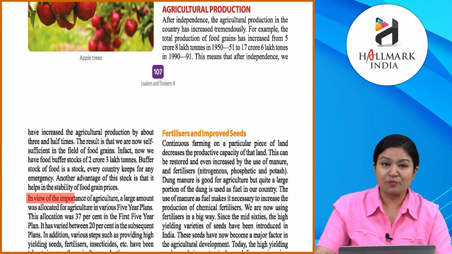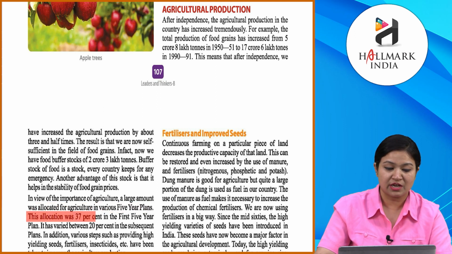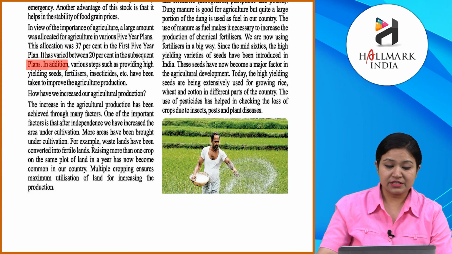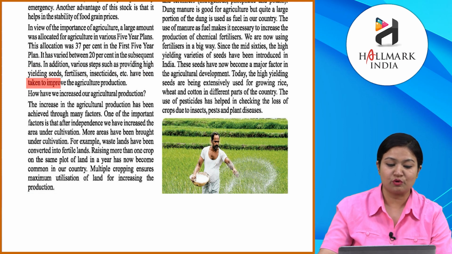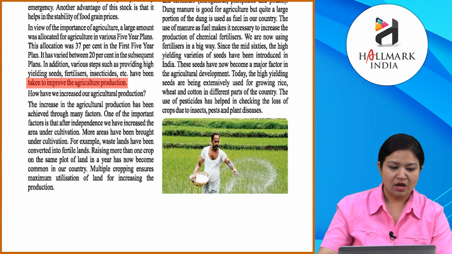In view of this importance of agriculture, a large amount was allocated for agriculture in various 5-year plans. This allocation was 37% in the first 5-year plan. It has varied around 20% in the subsequent plans. In addition, various steps such as providing high-yielding seeds, fertilizers, insecticides, etc. have been taken to improve agricultural production.